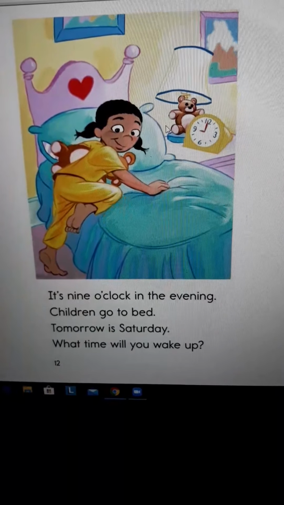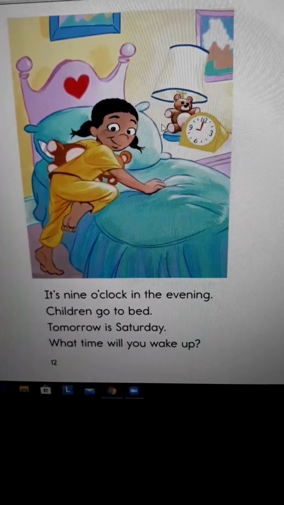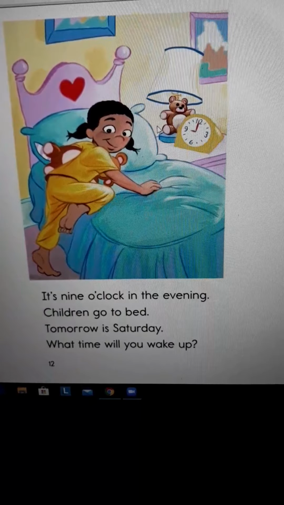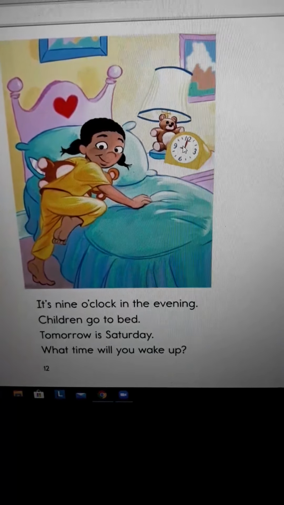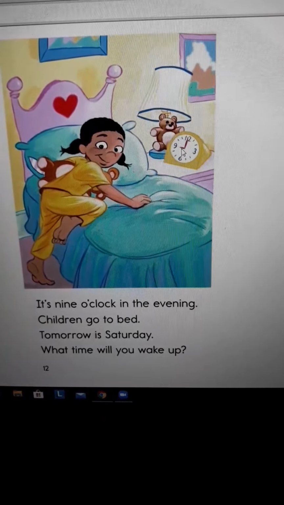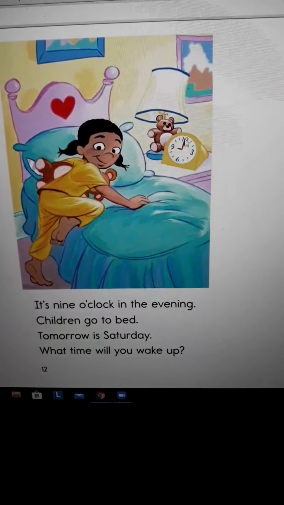It's 9 o'clock in the evening. Children go to bed. Tomorrow is Saturday. What time will you wake up? So you see the hour hand is touching the 9 and the minute hand is touching the 12. So this makes it 9 o'clock.